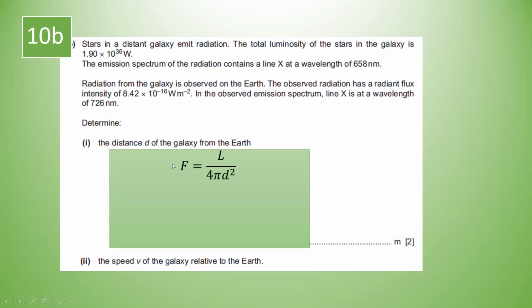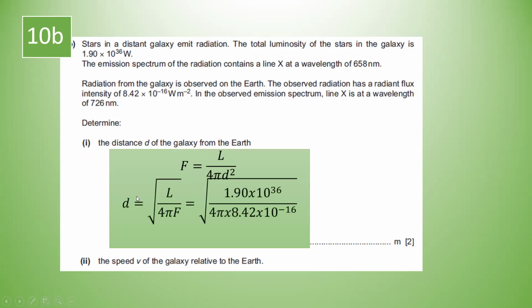Use this, then use the formula. F equals L over 4 pi d squared. Then make d the subject. Take the d squared across, f there, square root that, and put in your values. That's your L, 4 pi, and there's your f. Calculate it out.